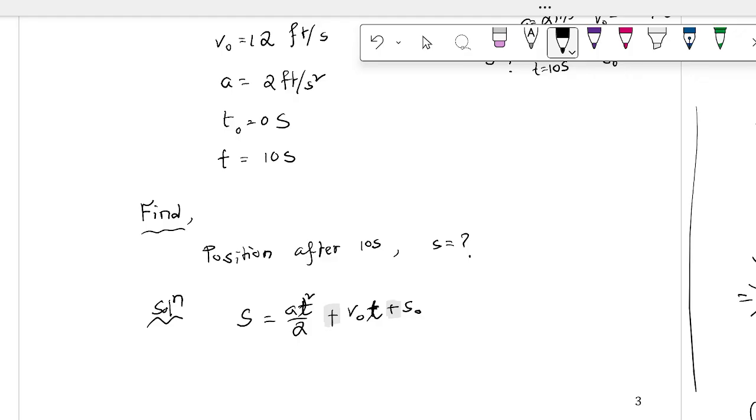How do you get 23? Once you plug in all the values, say the A value is given as 2, right? And the T value is given as 10. So 10 squared is 100, divided by 2 is 50. 50 multiplied by 2 is 100, plus 12.